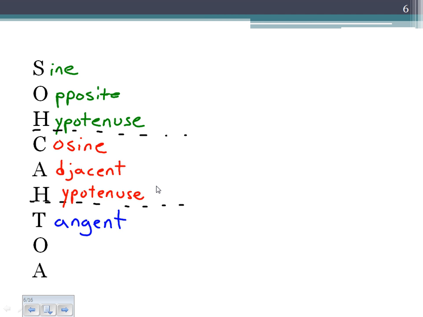What might O be? Opposite. And what would A be? No, same thing as what we did before. Adjacent. Angle was also part of it, but not in this case. That's a good guess, though. And we'll talk about that in a second.